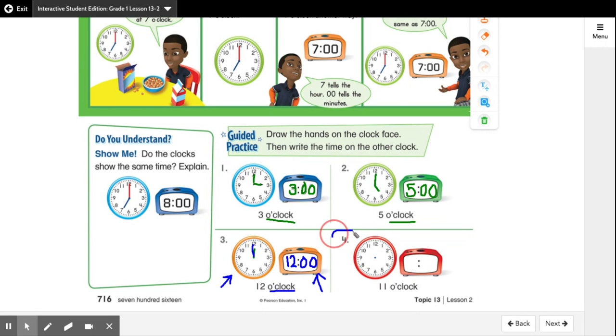All right, so now I'd like you to take a look at number 4. On Class Dojo, I'd like you to tell me how to show 11 o'clock on the analog clock and how to show 11 o'clock on the digital clock.